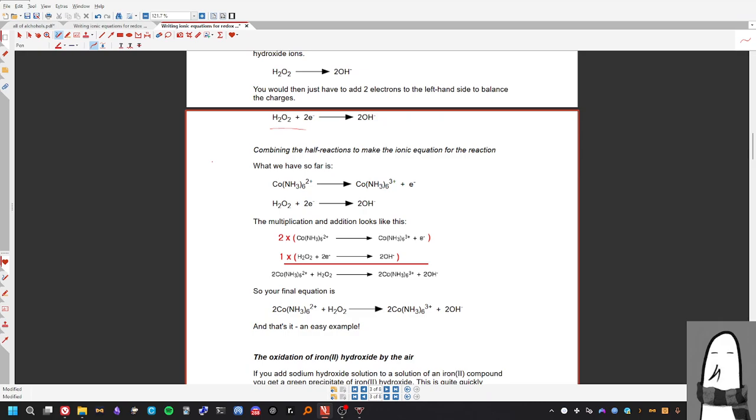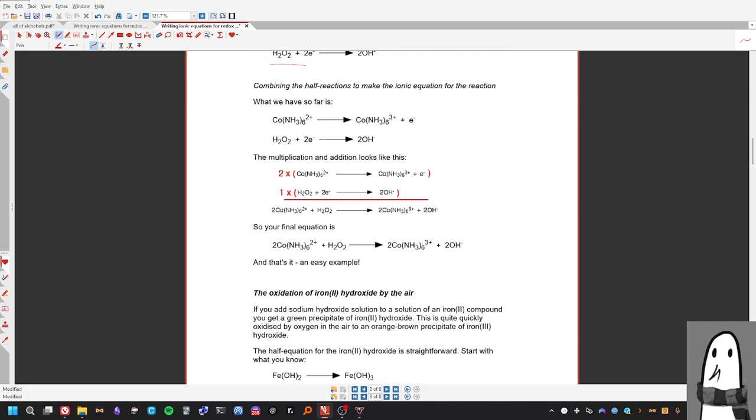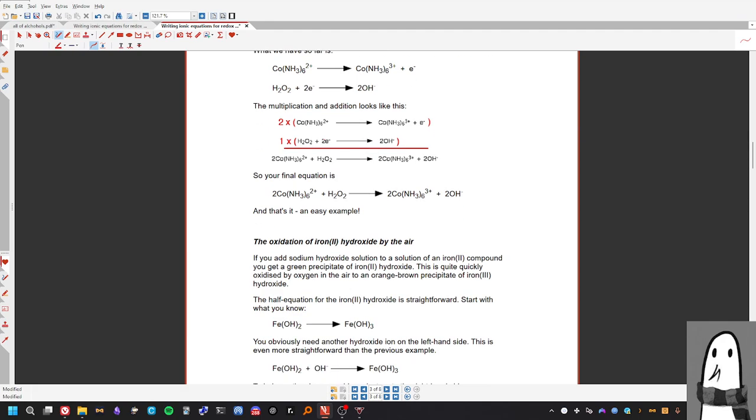Now combining the half equations, you just want to multiply this top equation by 2 and add them in. Is there anything that's common on both sides? Nope, so that's going to be it.